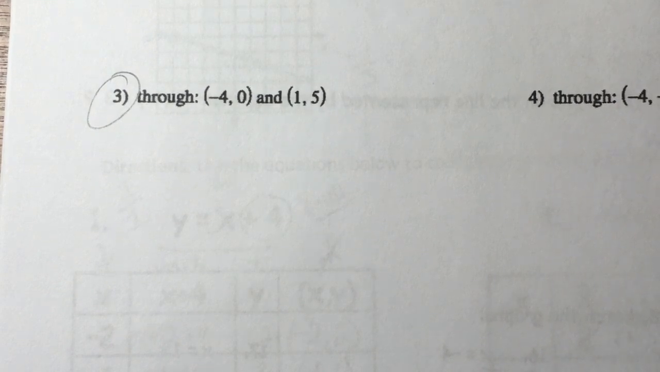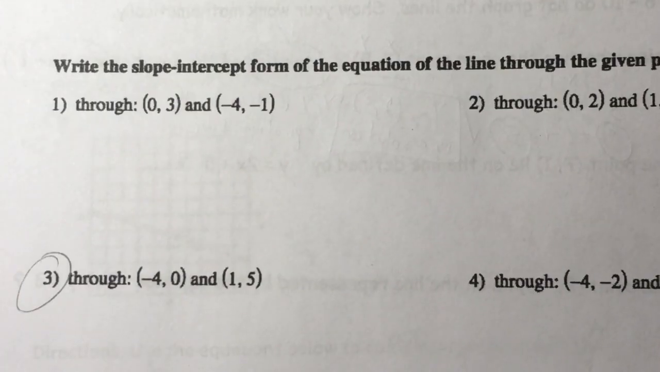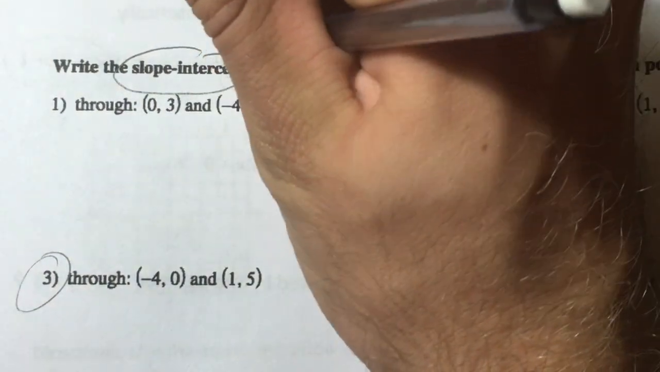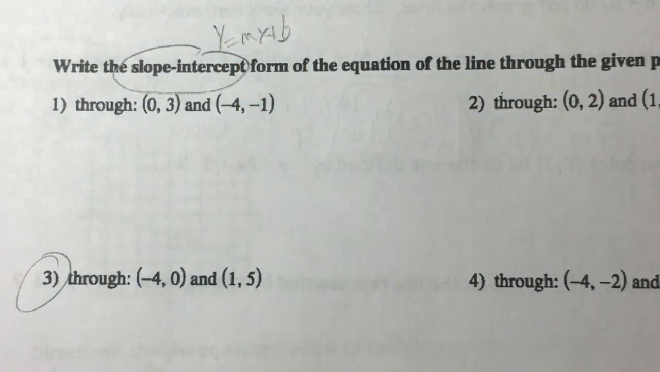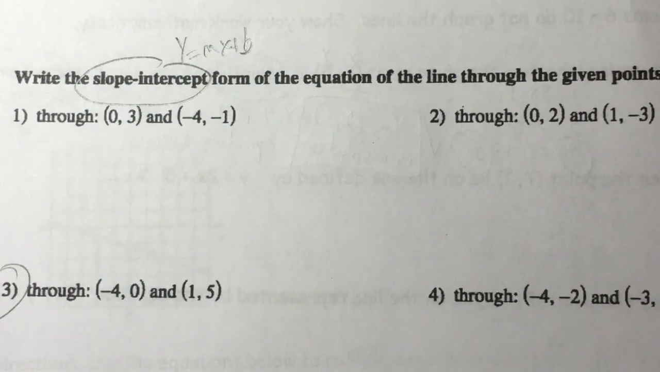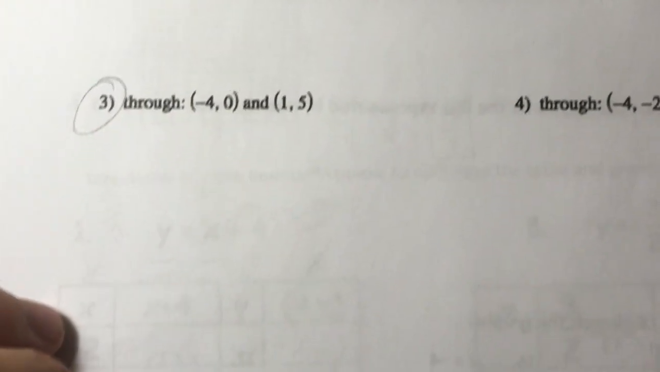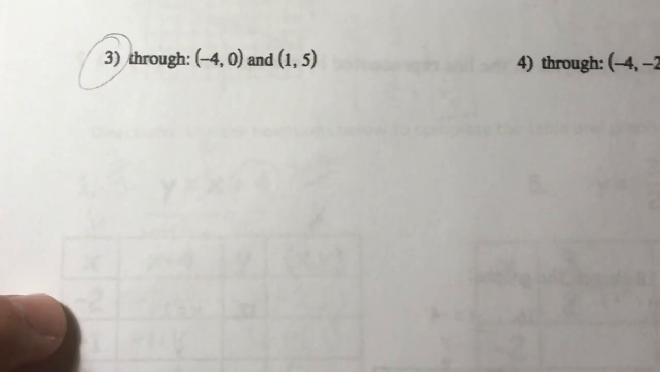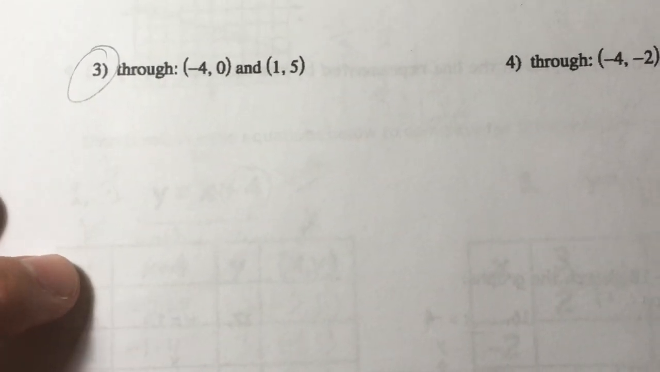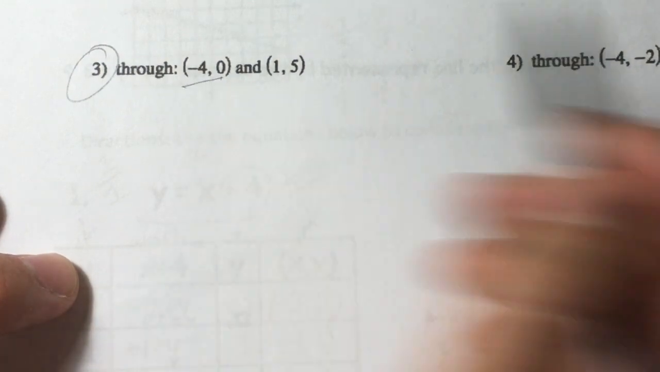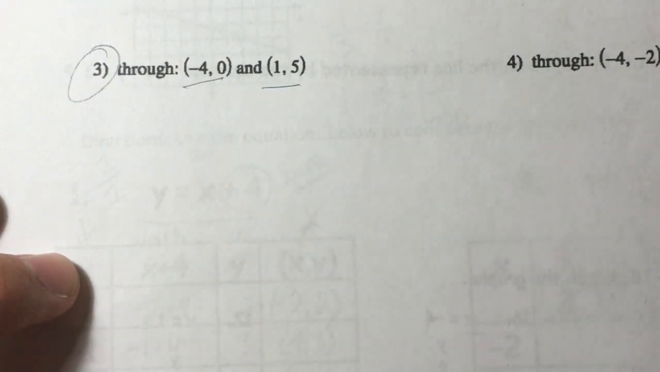So we're being asked again to write the slope-intercept form equation, y equals mx plus b, of the line that goes through the given points. So if we look at number 3, I want to write the equation for the line that goes through the points (-4, 0) and (1, 5).